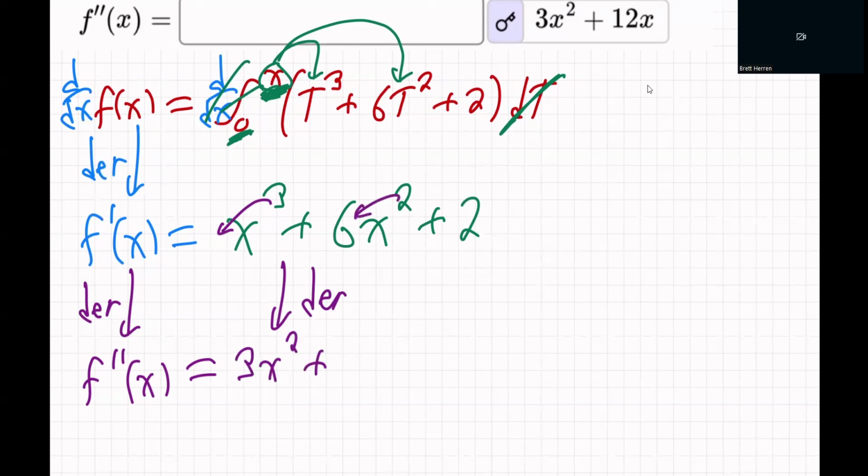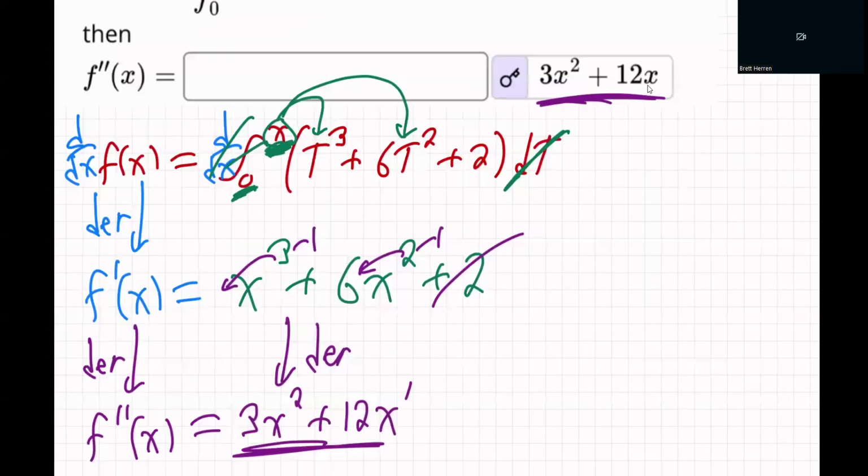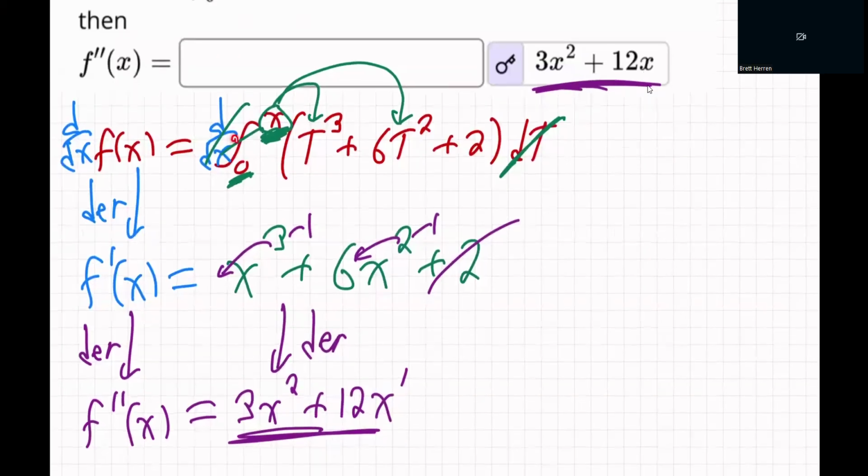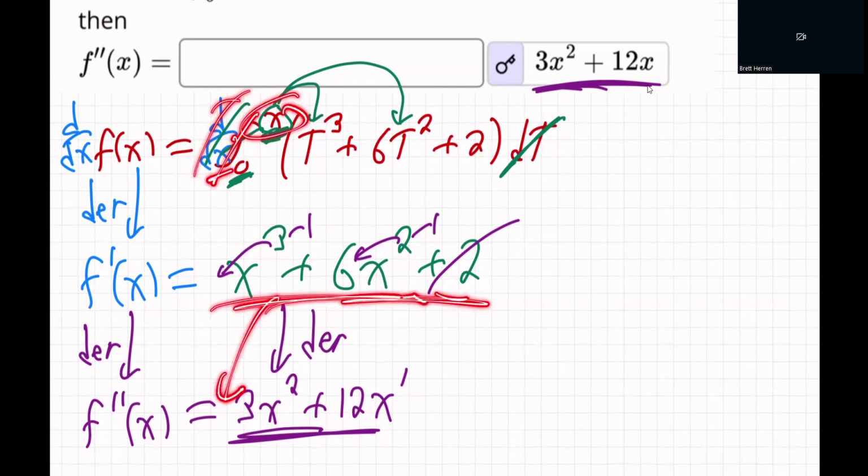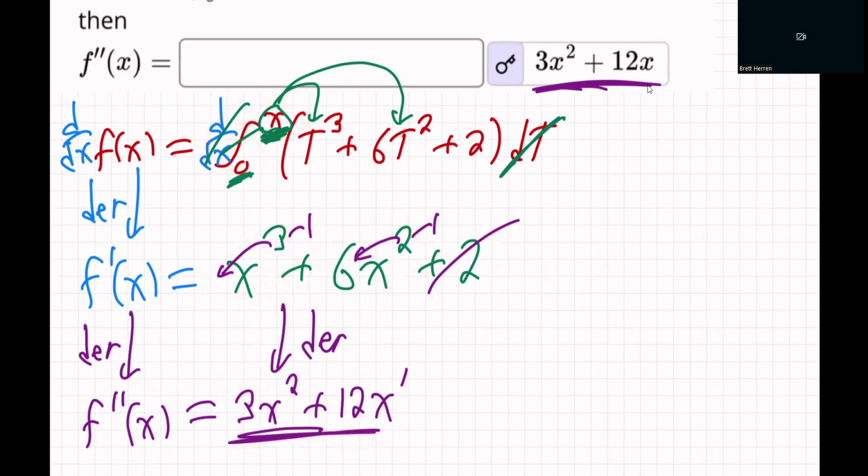For the 2, subtract 1 from the power. Bring the 2 down, 12x to the first, right? Subtract 1 from the power, and that'll just go away. And there's our answer, 3x squared plus 12x. So the first derivative canceled out the integral, so the function didn't really change. We just plugged in x. Then for the second derivative, there was no more integral to block the derivative, so we had to actually do the derivative of the three pieces. And so there we go.